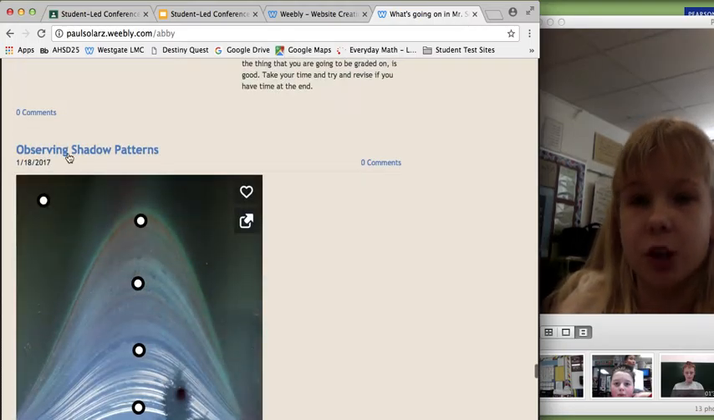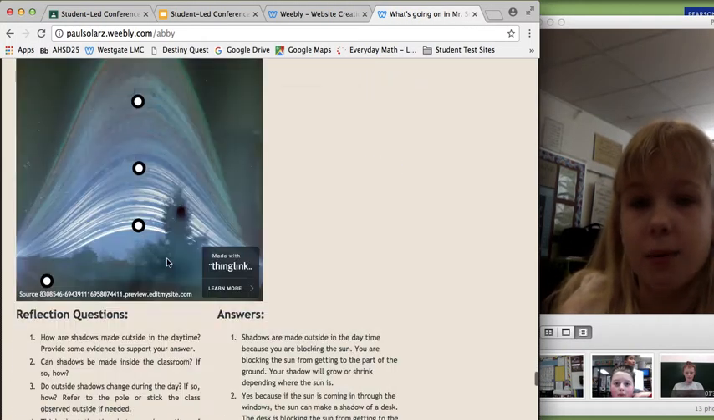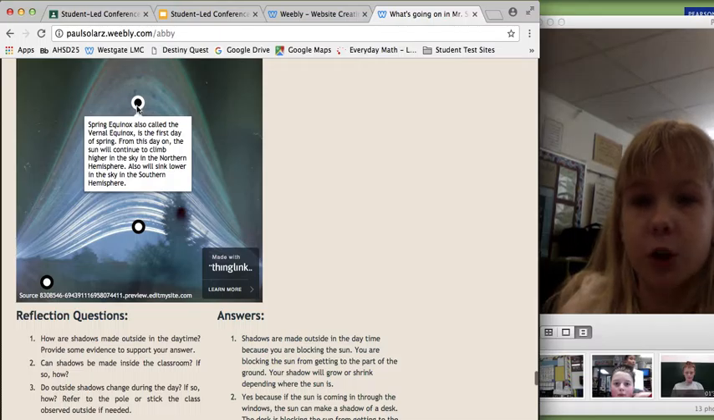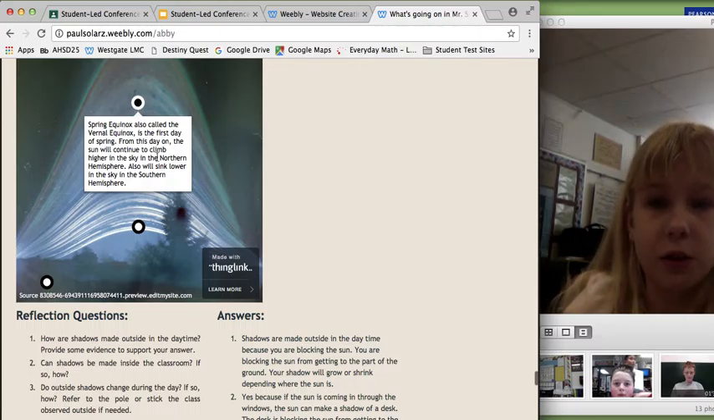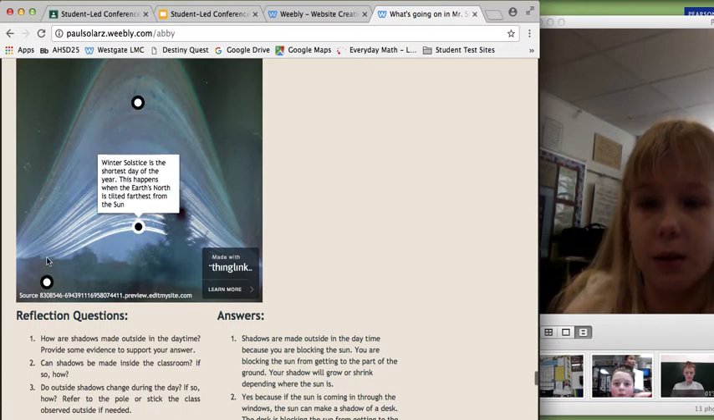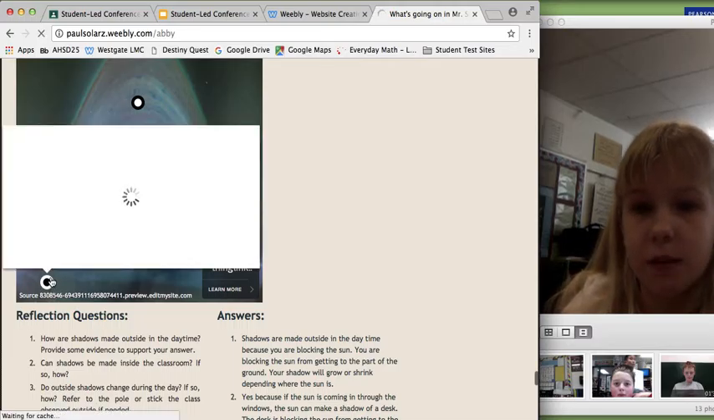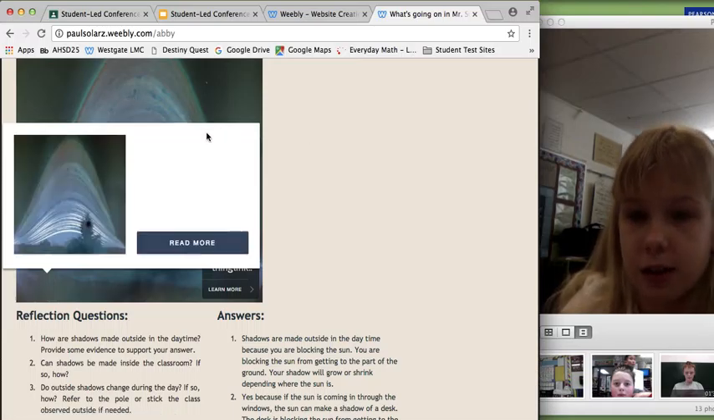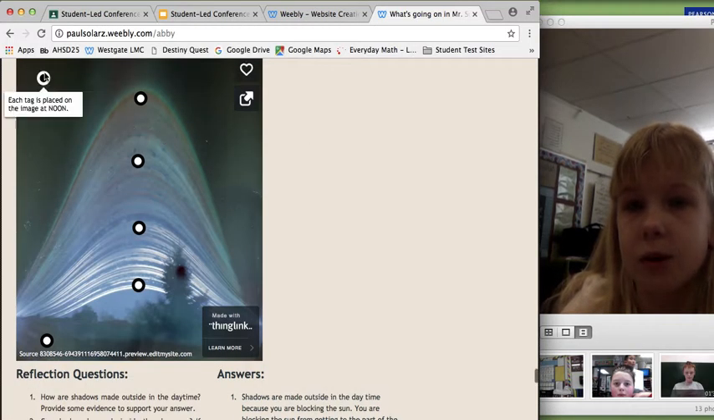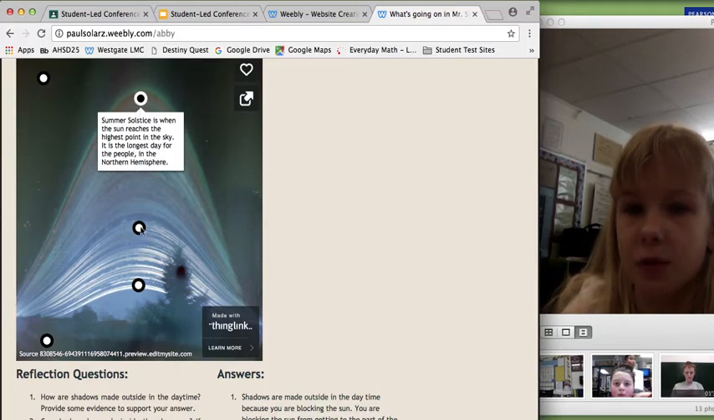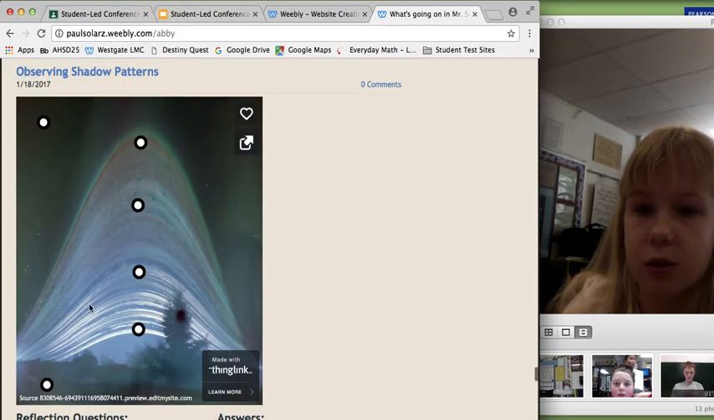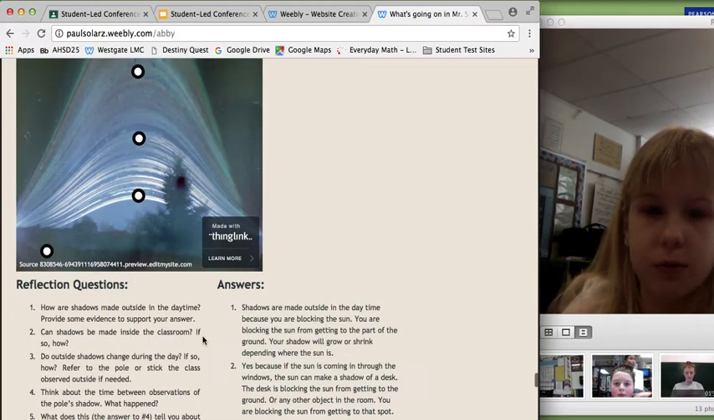So the next one's observing shadow patterns, and we made a link, and if you push the little things, you can learn a little bit about them. And this is just where I got the image from, which is really loading. And then this is all the equal. Each chapter is placed on an image at noon, and then this is where all of them are. And it's really cool how it looks, but it's a real image.